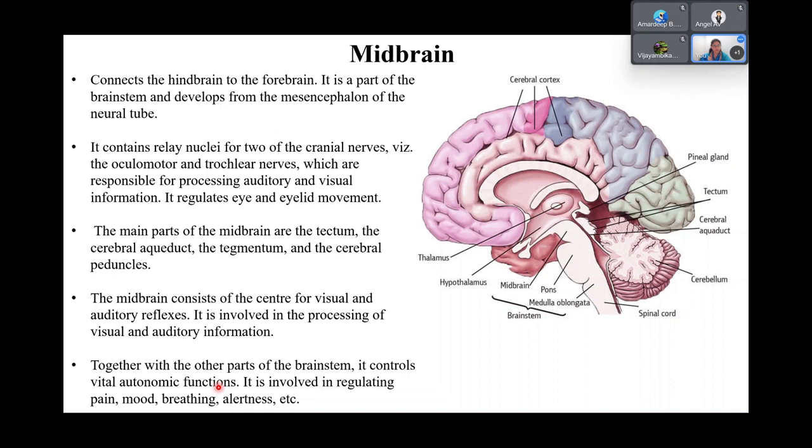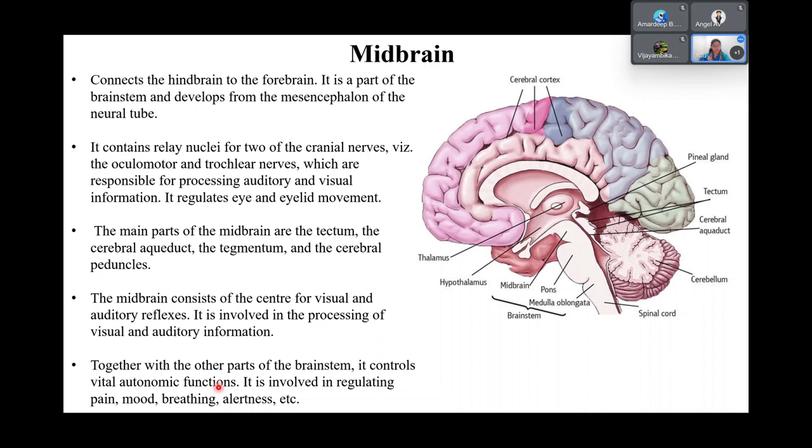It contains relay nuclei, being a center of two cranial nerves, the oculomotor and trochlear nerves. And just by name itself, you can see that the trochlear is part of your auditory canal, and the oculomotor is part of your visual information. So they are mainly responsible for the processing of auditory and visual information. They also regulate the eye and eyelid movement. So any movement, involuntary or voluntary, is regulated by the parts of the brain and spinal cord.